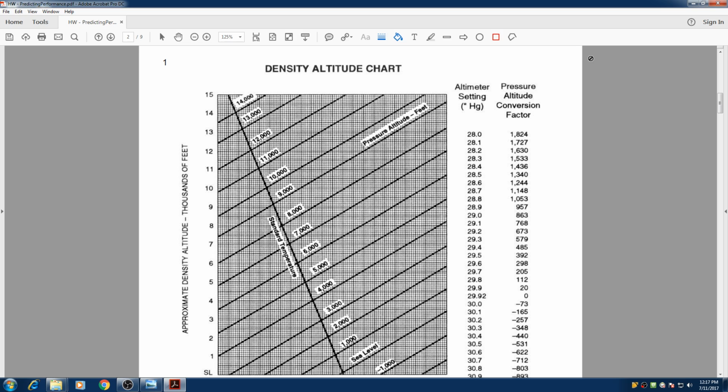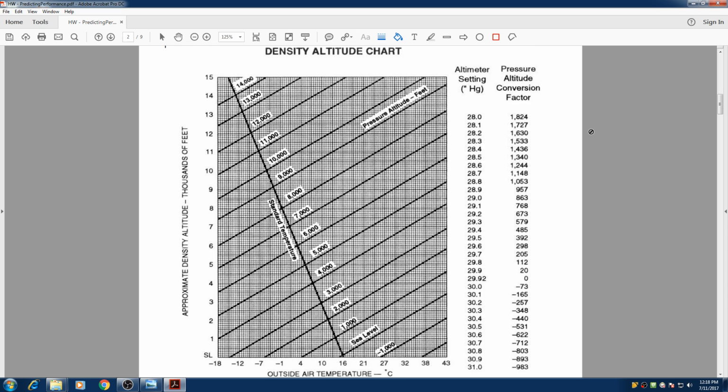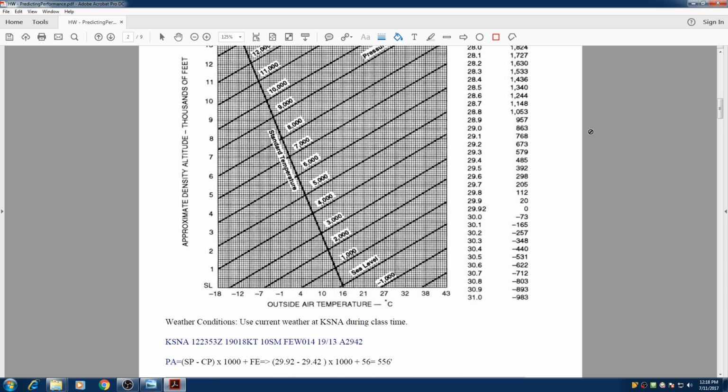Hello everyone, my name is Assam, and in this lesson we're going to cover density altitude and the calculation of density altitude. I'm going to show you two methods to find your density altitude, and basically today we are working on these packets, and today's METAR is here.